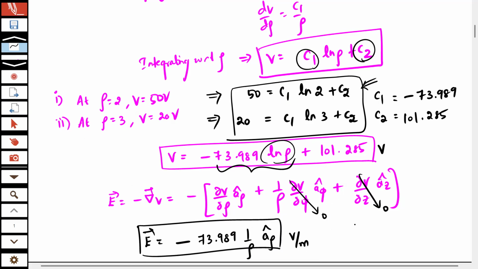Now, in the question, you are asked to find the value at the point P. At point P with coordinates 3, 1, 2, we have to find the value of electric field intensity.